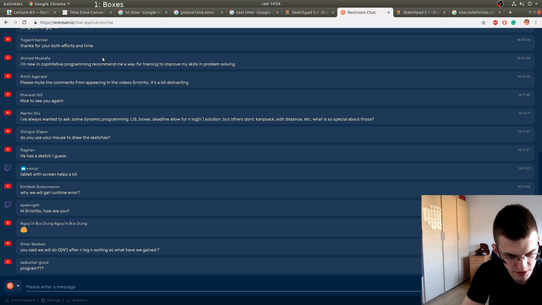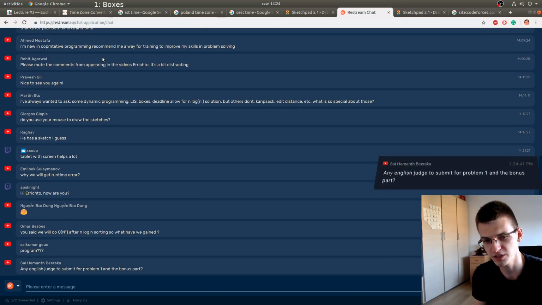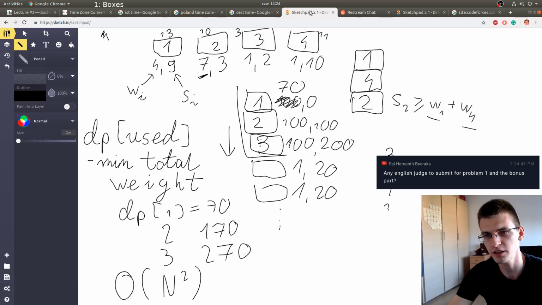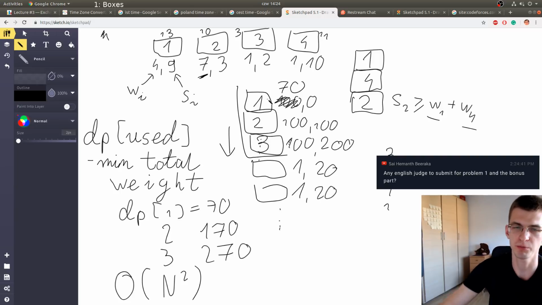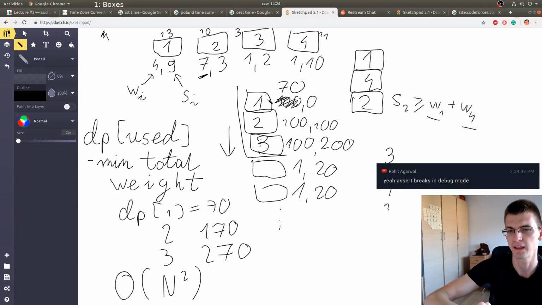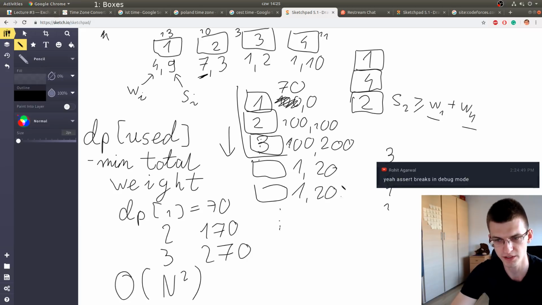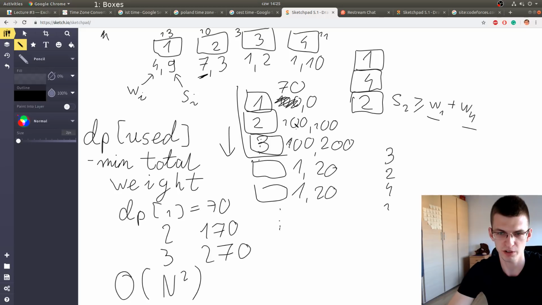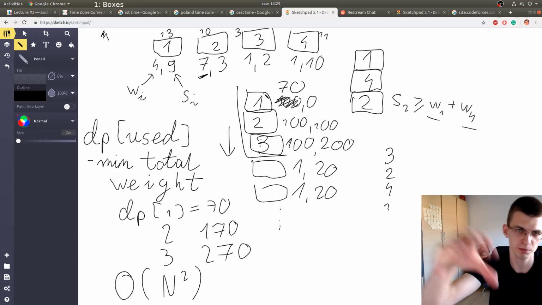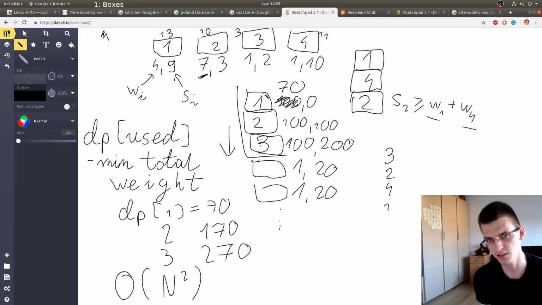You said we'll do n square after n-log-n sorting, so what have we gained? We solved the problem. Without the sorting part, we could only do an n square solution if we know the order. For example, if we know that we must put them in order 1, 2, 3, 4, 5, but we can remove some of them. Here I gave an example with the first 3 boxes having big weights and then a lot of boxes with small weights and strength, and then it's optimal to remove those big boxes. But actually it would be better to put them in some other place. And the sorting gives us an order, and with an order we can do dynamic programming.